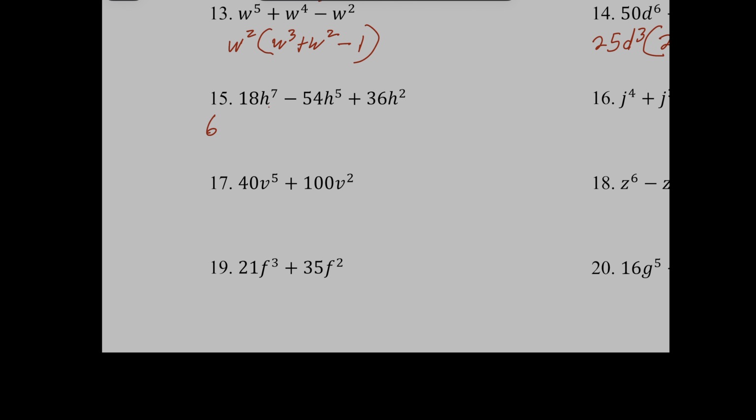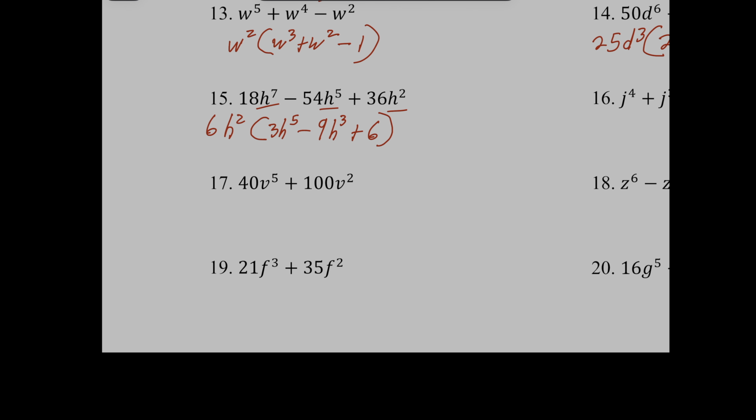So if I pull out a 6 and the letters 7, 5, and 2, I can pull out 2 on the letters, right? So on the first one is going to be a 3h to the, subtract them, and I get 5, minus 54 divided by 6, that's going to be a 9, okay, h to the 3, and then plus, that's going to be just a 6.